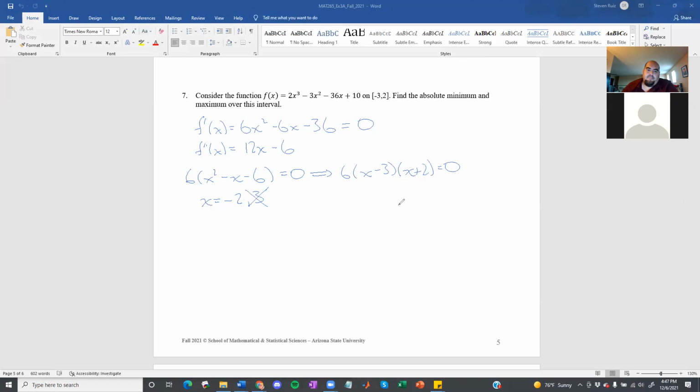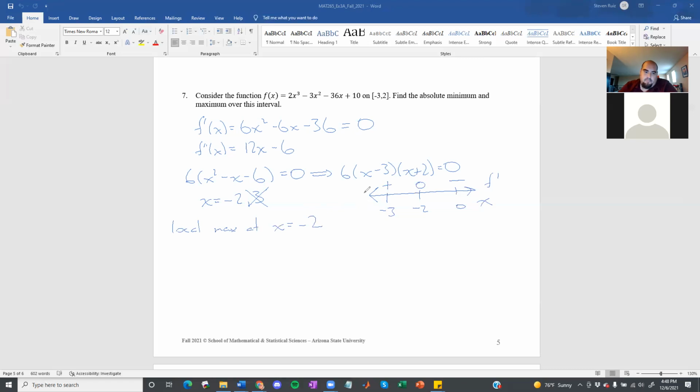rule. So then I would choose -3 and 0. So for 0, it would be a negative number. And then for -3, it would be a positive number. So that's the minimum. Sorry, that's the maximum. Local max at x equals -2.